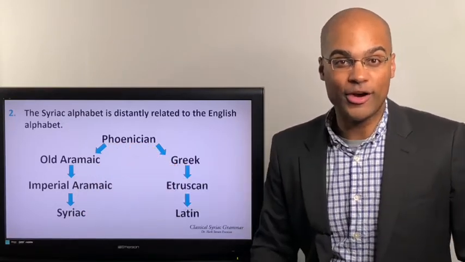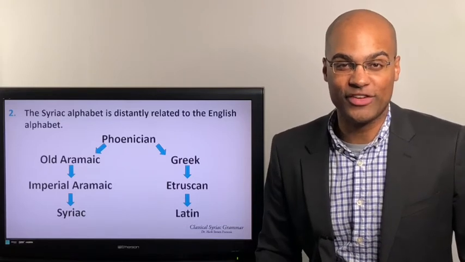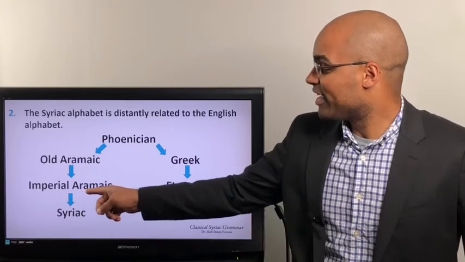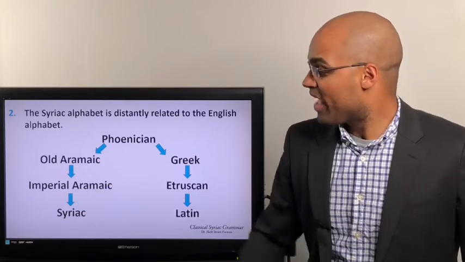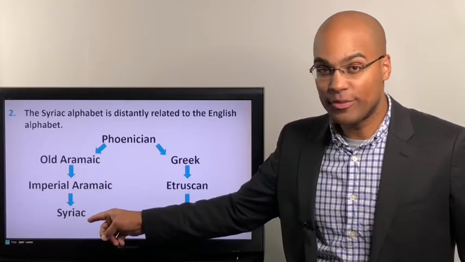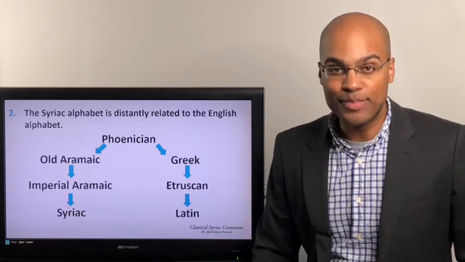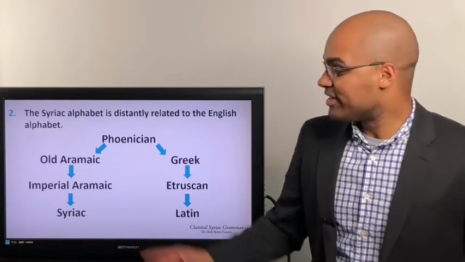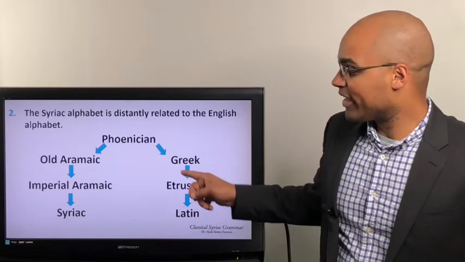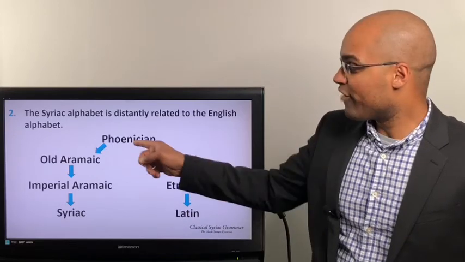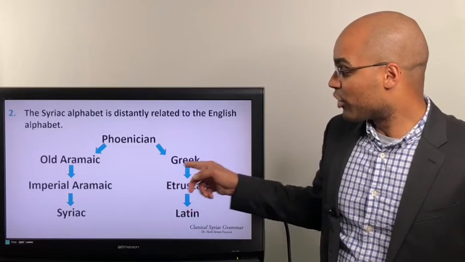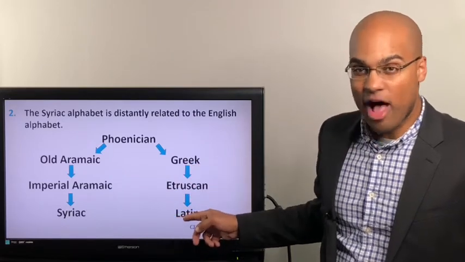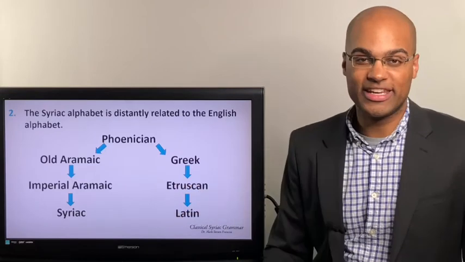In fact, the old Aramaic alphabet is identical to the Phoenician alphabet. We can see that the Imperial Aramaic alphabet is a development from the old Aramaic alphabet, and the Syriac alphabet is ultimately a development of the Imperial Aramaic alphabet. If we take a look at the other branch of the family tree, we can see that the Greek alphabet derived from the Phoenician alphabet, the Etruscan alphabet was derived from the Greek alphabet, and the Latin alphabet was derived from the Etruscan alphabet.